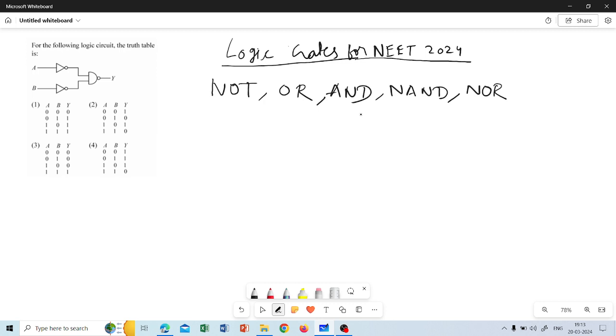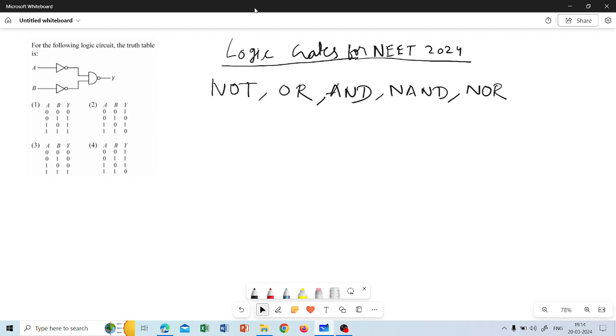Today I'm going to talk about the logic gates for NEET 2024. In the syllabus, they have mentioned only 5 logic gates: NOT, OR, and NOR. So these are different types of logic gates. So we can start with, first of all, what is a logic gate?